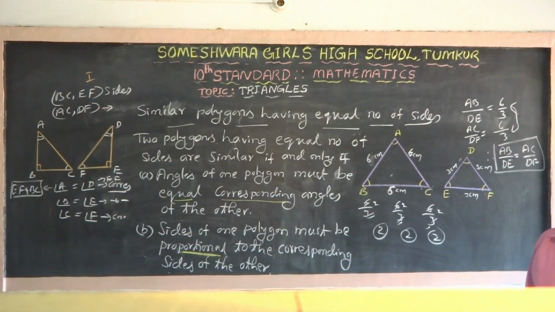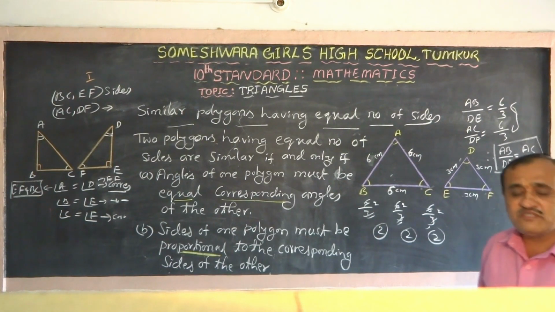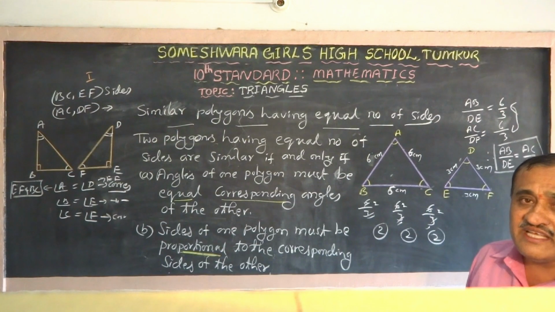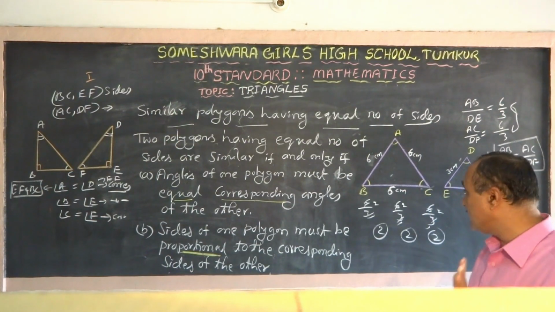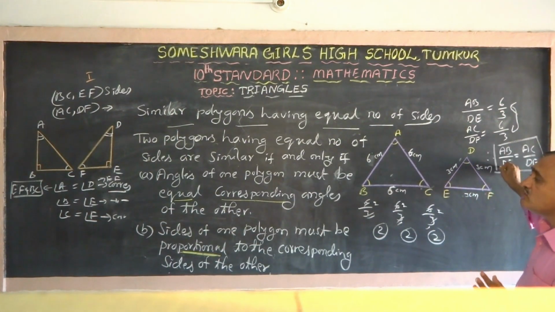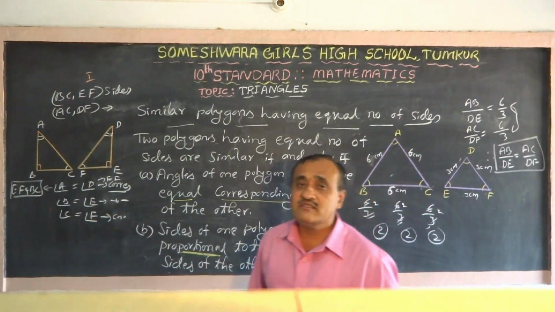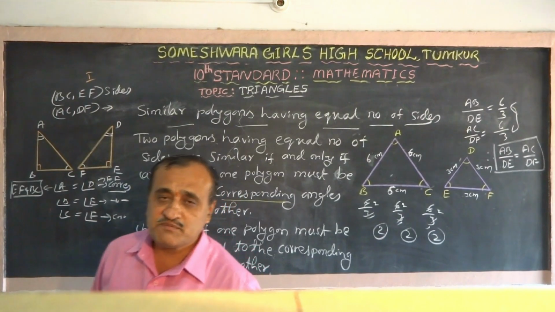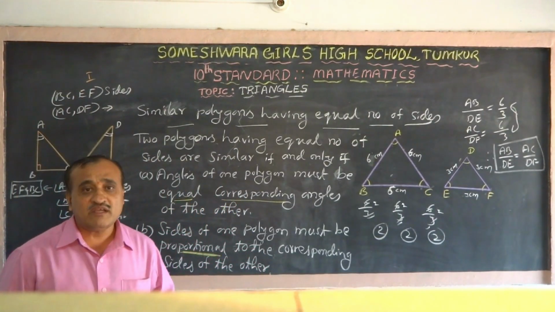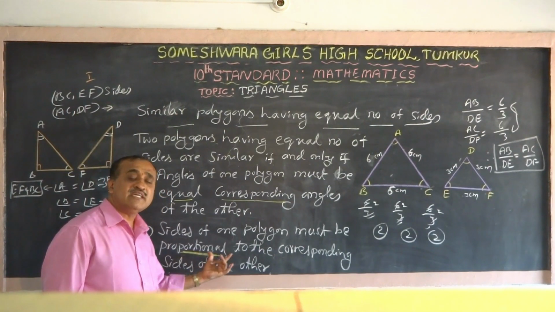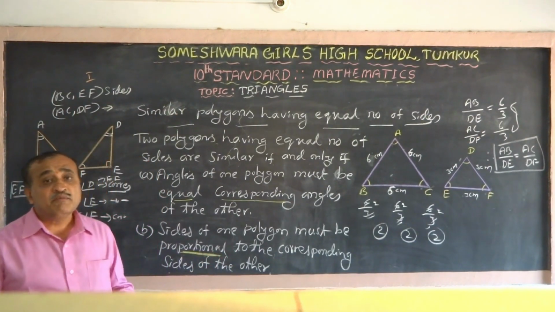In proportion means the ratios must be equal. The ratio of the corresponding sides must be equal. That is the proportional meaning. Proportional means the ratio of the corresponding sides must be equal. Then we say they are in the same proportion.